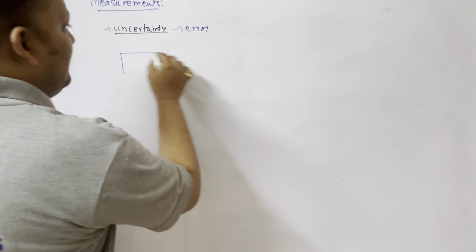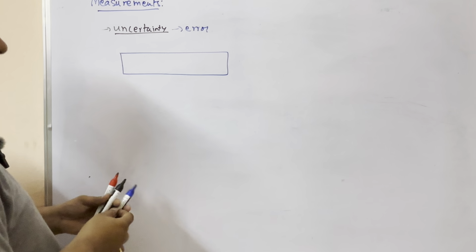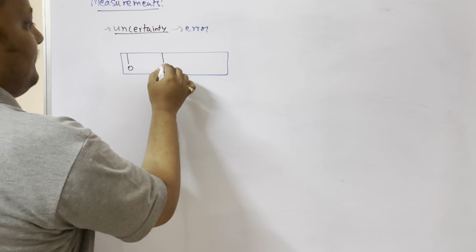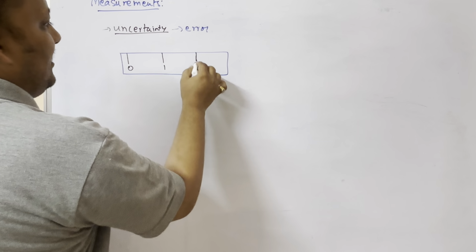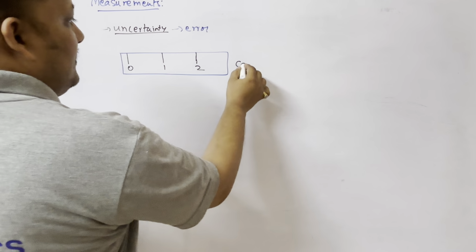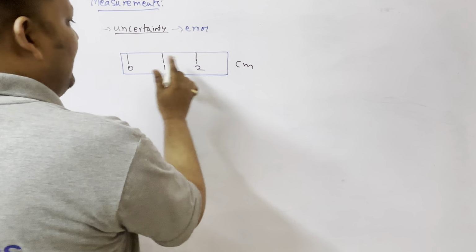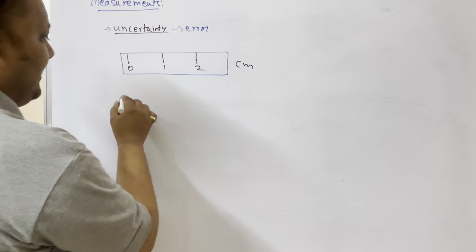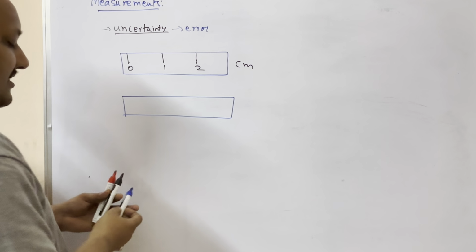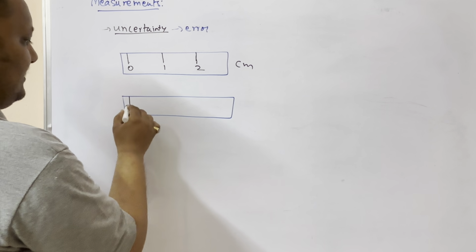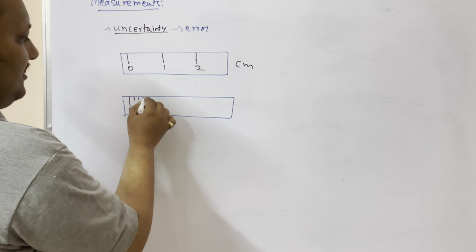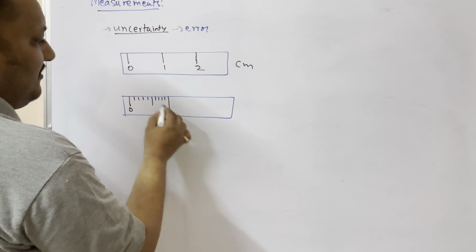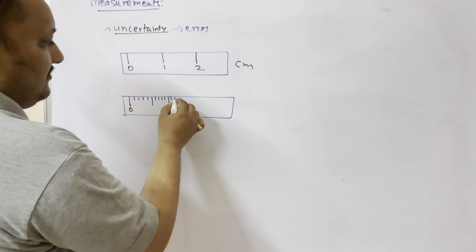If you want to measure by taking a scale which is calibrated or divided into centimeters, there is only one division between 0 and 1. If you take another scale, how many divisions are there between 0 and 1? 1, 2, 3, 4, 5, 6, 7, 8, 9, 10. Between 0 and 1, 10 divisions are there.